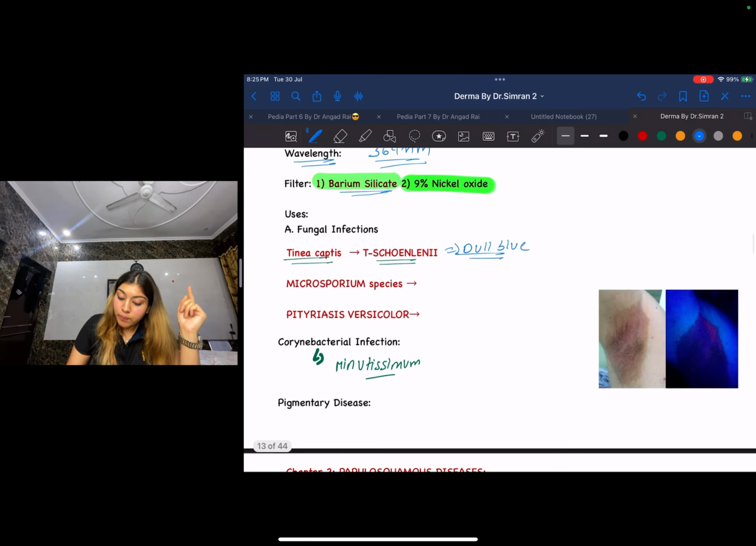Next, this other fungus called Microsporum species will give me a green-blue appearance. Whereas pityriasis versicolor will give me a yellow color. It will give me a yellow color on Wood's lamp.